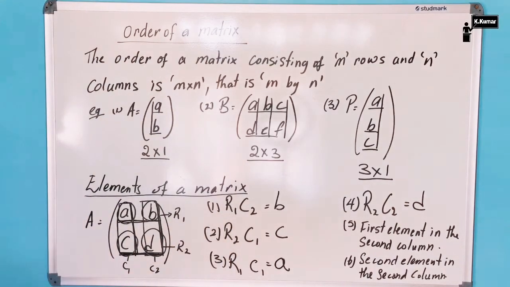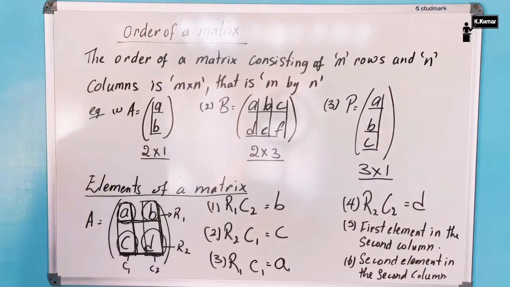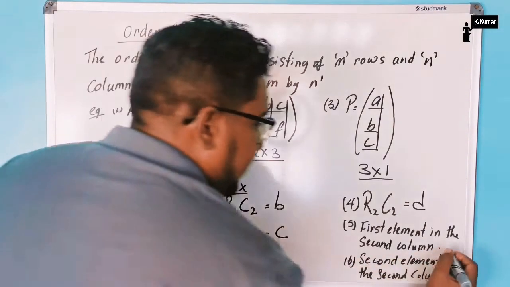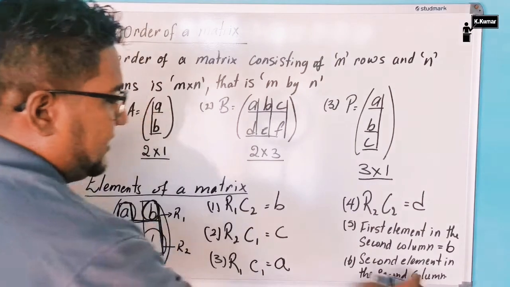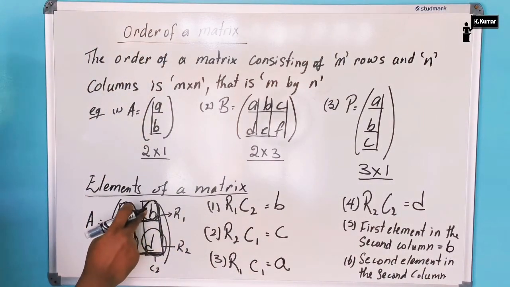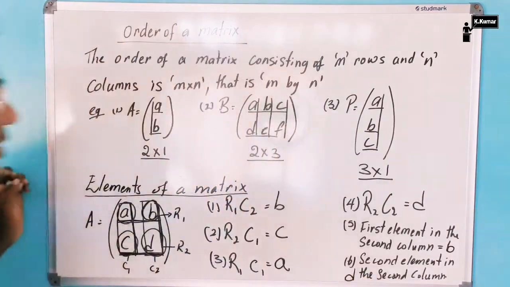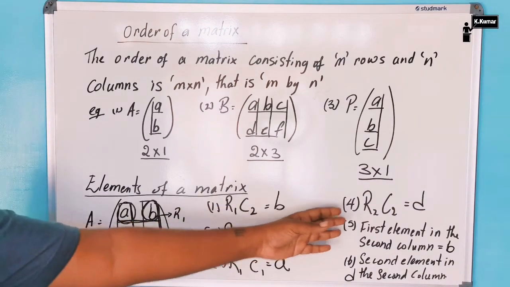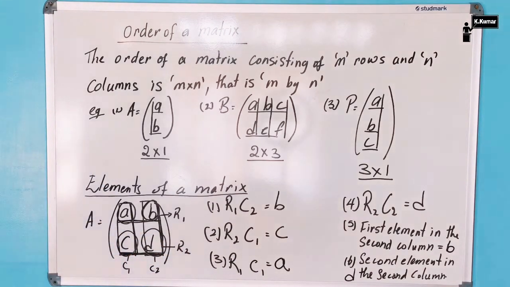Now that's if they gave it to you as row 1, column 2. But let's say they give it in words. So the first element in the second column. So column 1, column 2, the first element in the second column is going to be B. So this answer is B. And the second element in the second column, again the second column, this is the first element, this becomes the second element. So the answer here would be D. So it depends on how they ask you the question. If they gave it to you as row 1, column 2, or if they gave it as words, you should be able to identify the elements in the given matrix.